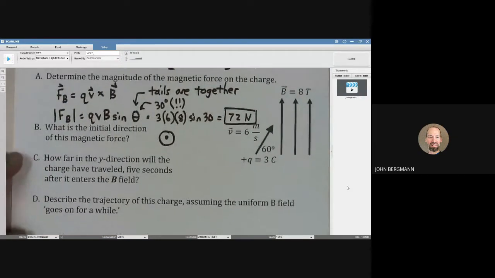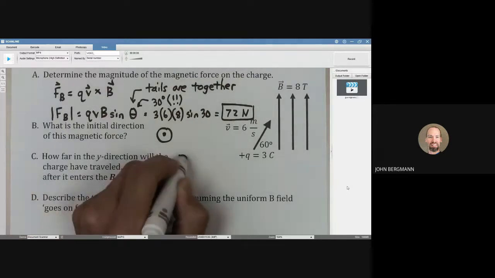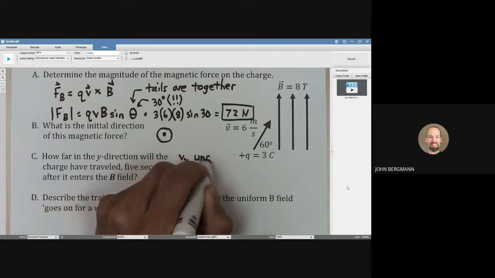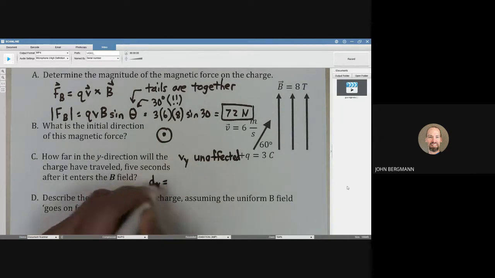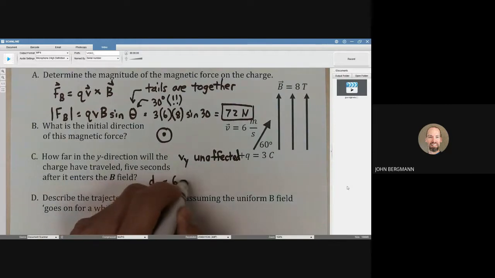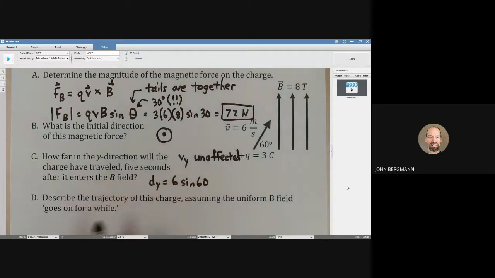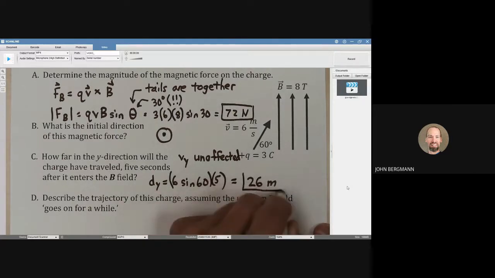How far in the y direction will the charge have traveled 5 seconds after it enters the B field? Remember, Vy is unaffected, either in magnitude or direction. The distance in the y direction is going to be Vy, which is what? 6 times the sine of 60. That's Vy, multiplied by the time, and that's 5 seconds. Now the sine of 60 is √3/2, so you'd maybe use a calculator to figure that out, and when I did that, I got about 26 meters.